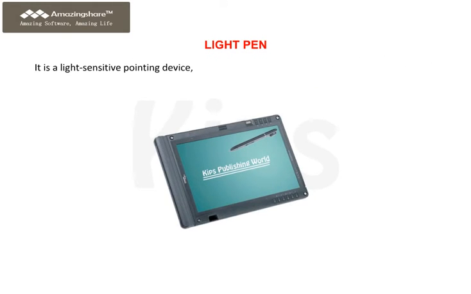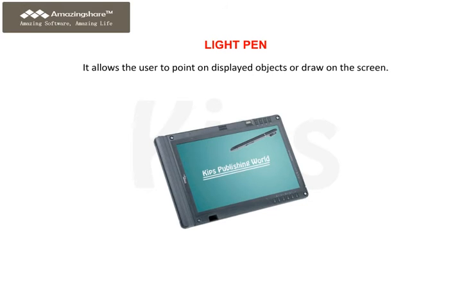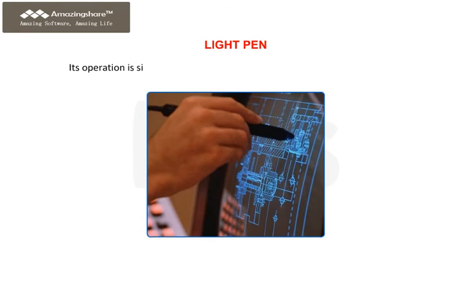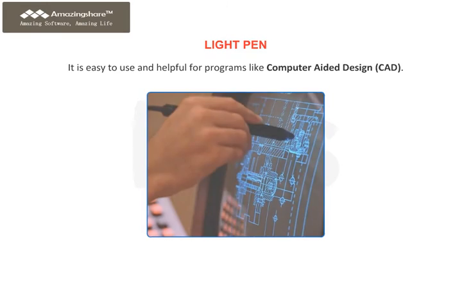Light pens. It is a light-sensitive pointing device commonly used to select or modify data on the screen. It allows the user to point at the displayed objects or draw on the screen. Its operation is similar to a touchscreen but has greater positional accuracy. It is easy to use and helpful for programs like Computer-Aided Design (CAD).